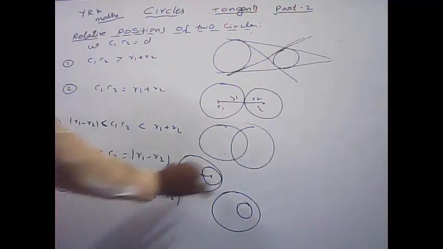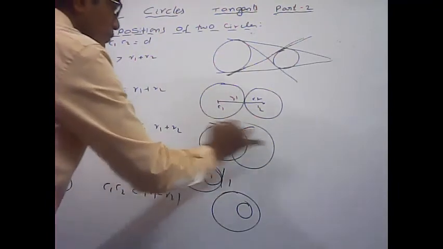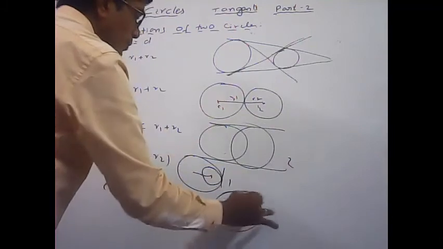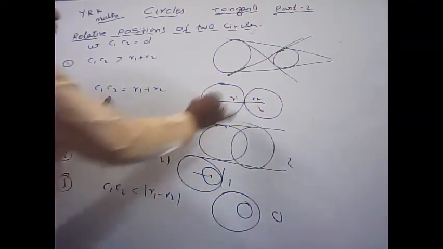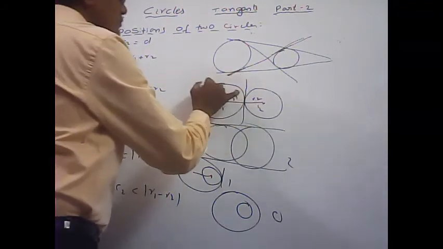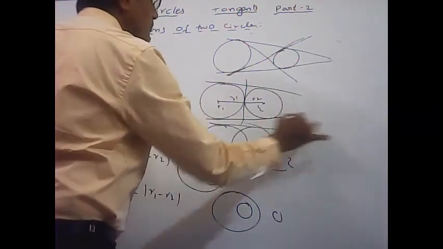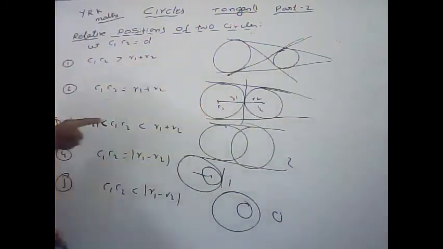Here the number of common tangents is 1, here the number of common tangents is 2, here the number of common tangents is 0. In this condition the number of common tangents is 0, in this condition 1, in this condition 2, in this condition 3, and in this condition the number of common tangents is 4.